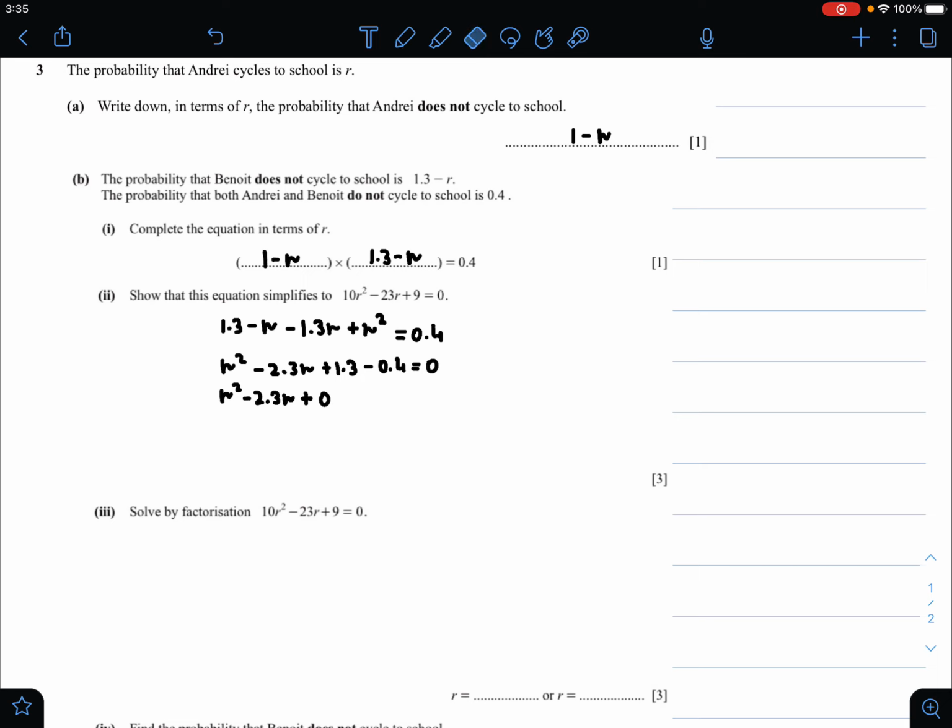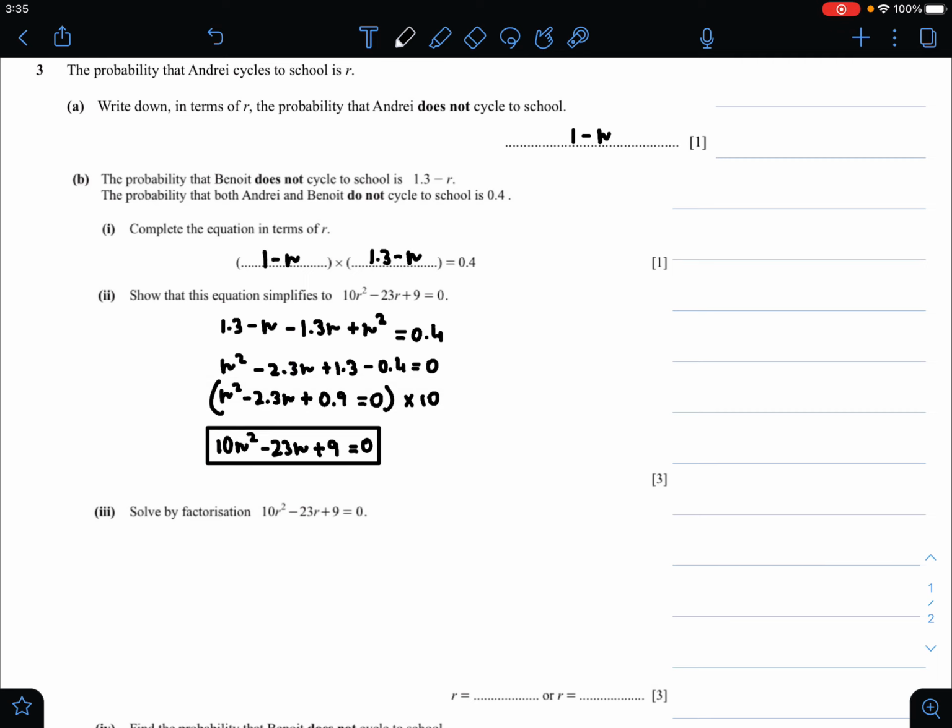Since we don't want the decimal places, we can multiply this equation by 10. If we multiply this equation by 10, we get 10r square minus 23r plus 9, which is equal to 0, since 0 multiplied by 10 is 0. Therefore this will be our final answer for B part 2 of this question.